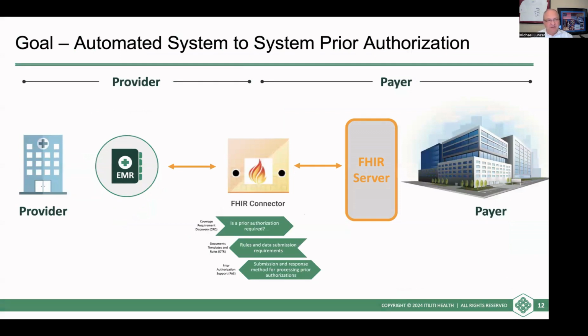So to talk about how this fits in to this new prior authorization API requirement, I'd like to just go back to mentioning that the ultimate goal of these new standards is to get to a scenario where providers do all of their work in their electronic medical record system. There's a FHIR-based connectivity between the electronic medical record system and the payer's system, and these three transactions automatically flow back and forth to achieve an automated answer of whether or not a prior authorization is approved.